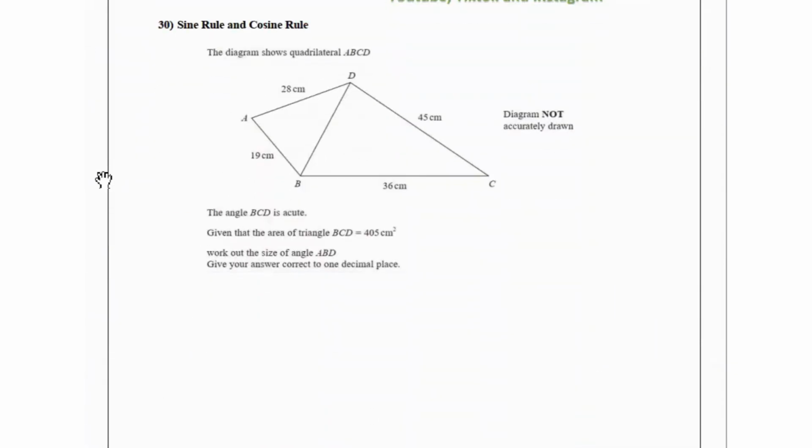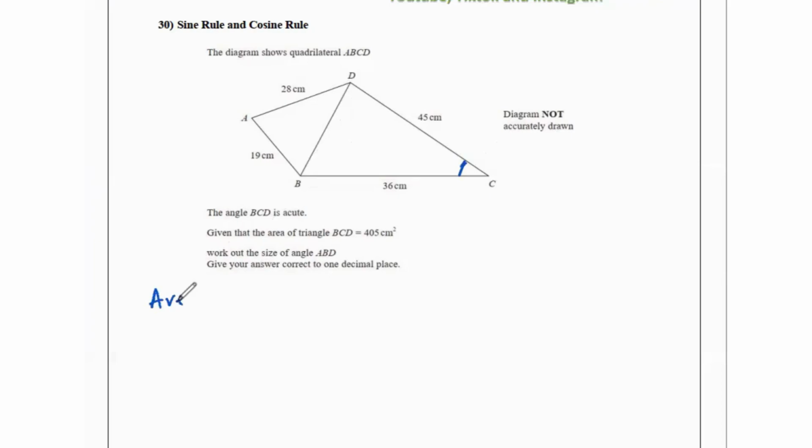Then the next question says the diagram shows a quadrilateral ABCD. The angle BCD is acute, given that the area of triangle BCD is 405 centimeters squared. Work out the size of angle ABD. Give your answer correct to 1 decimal place. So the area of triangle BCD is given. So we can use that and find this angle first.